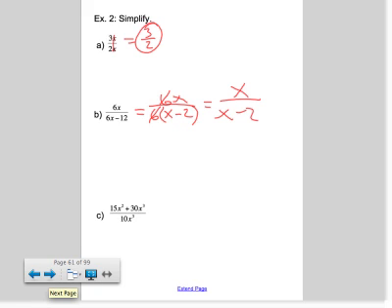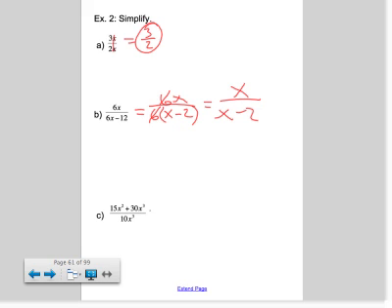Some of you might be saying, well, there's an x on top and an x on bottom. No, you can't cancel them. You can only cancel if you're multiplying. Right here I'm subtracting the x and the 2, so I cannot cancel that x out. You can only cancel if you're multiplying.